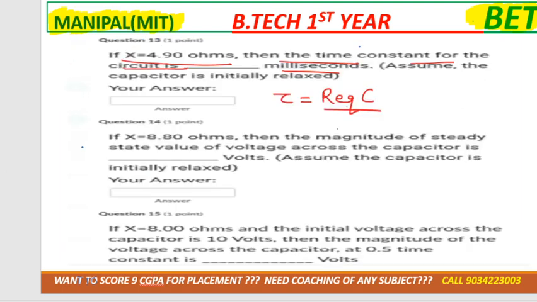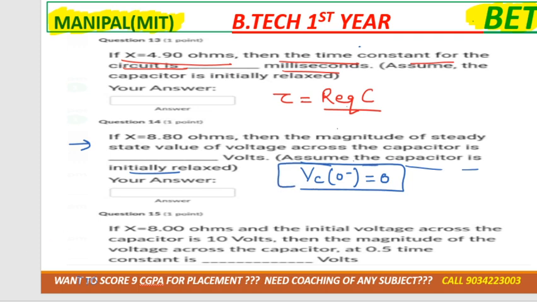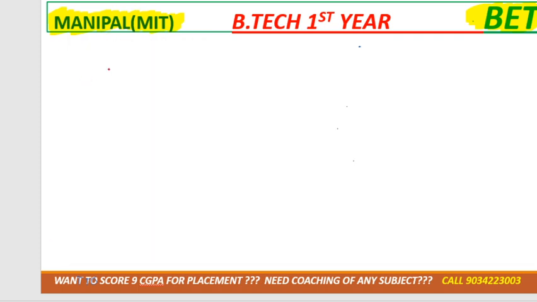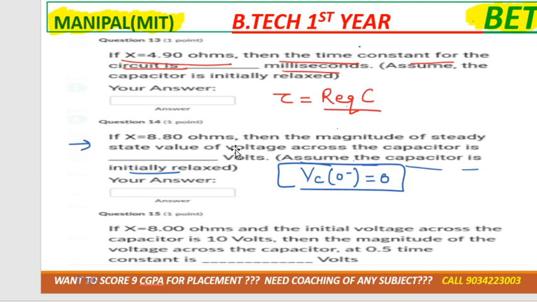Okay, now the next question. They said if x is this, then the magnitude of the steady state value of the voltage across the capacitor is dash volts. Assume the capacitor is initially relaxed. What does this mean? Assume the capacitor is initially relaxed means VC of 0 minus would be equal to 0. Okay. One more thing, whenever they say initial condition or initially, it means IL of 0 minus in the case of an inductor, and VC of 0 minus in the case of a capacitor. So initially relaxed means VC of 0 minus, they have given 0, right? So the magnitude of the steady state value, which steady state value is it? VC of 0 minus, so they have said 0.